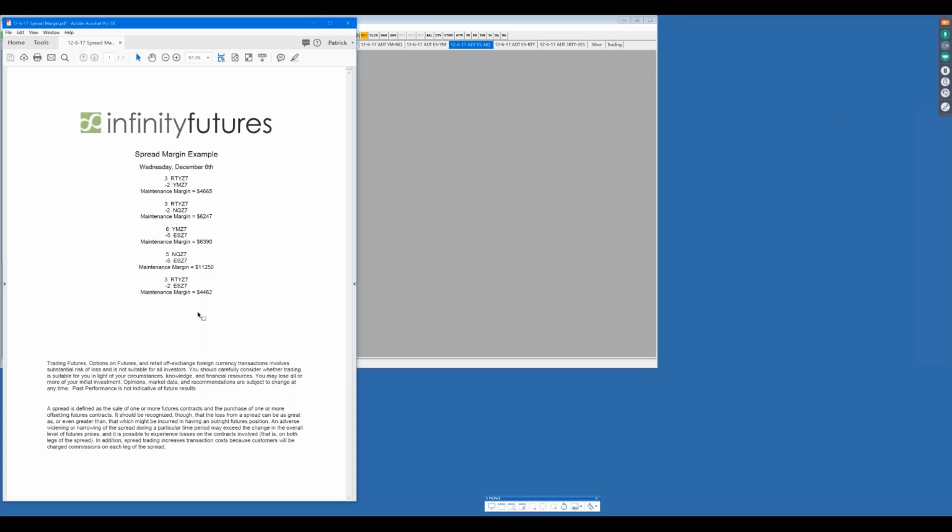But these ratios also exist here. So 3 Russell against 2 Dow, margin is 46.65. 3 Russell against 2 NASDAQ, 62.47. The only one that looks a little weird to me is this one here.